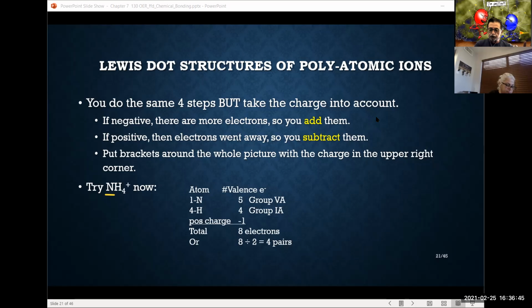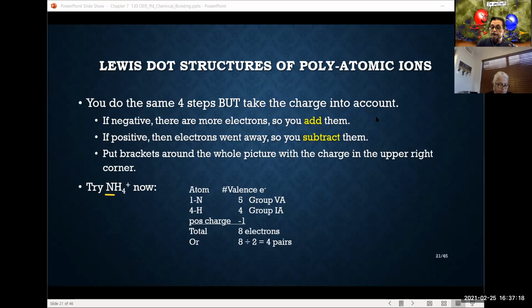We have 1 nitrogen. It comes from group 5. Okay, so we have 5 valence electrons. Then we have 4 hydrogens from group 1, bringing in 4 electrons. Now, if we were to stop right there, we have 5 plus 4 gives you 9, and that should be a flag. Whoa, wait a minute. I got 9 here. What's going on? So you go back and check to make sure it's in the right group. They're in the right group. So the numbers are good, but you're still getting 9.